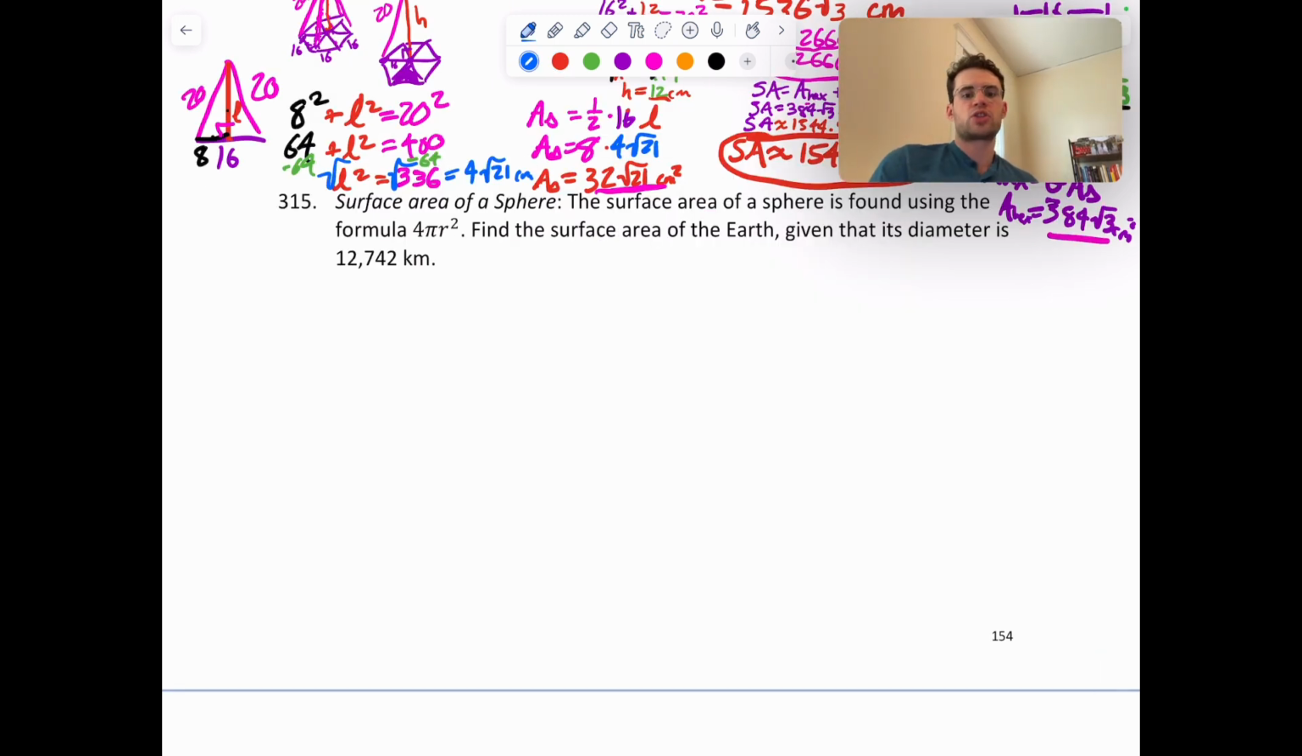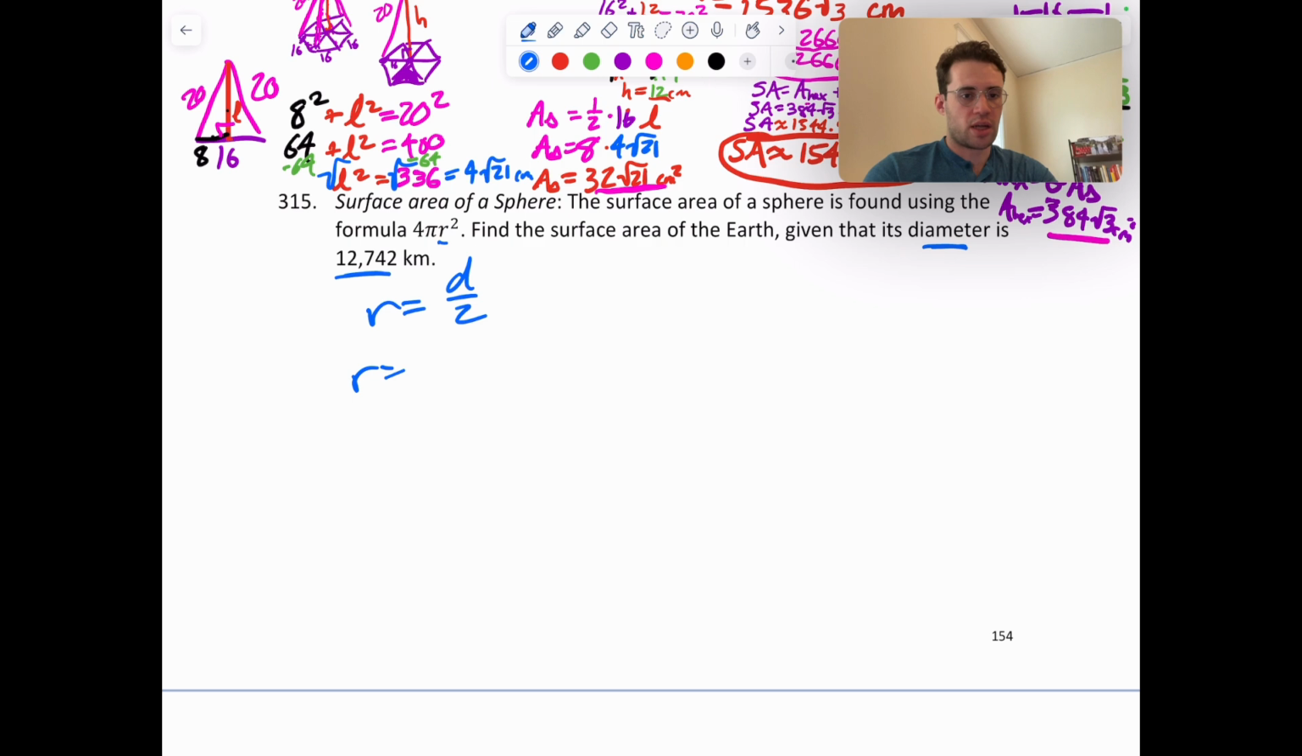All right, next we have the surface area of a sphere. The surface area of a sphere is found using the formula 4 pi r squared. So the surface area equals 4 pi r squared for any sphere. Find the surface area of the Earth, given that its diameter is 12,742 kilometers. The main trick here is that our formula uses radius. They gave us the diameter, so just make sure that you find the radius, knowing that our radius is equal to half of the diameter.